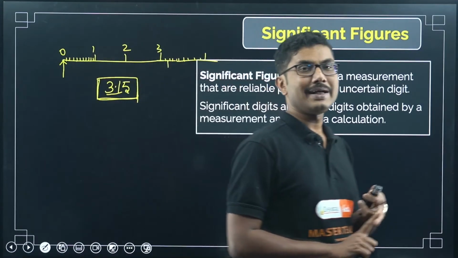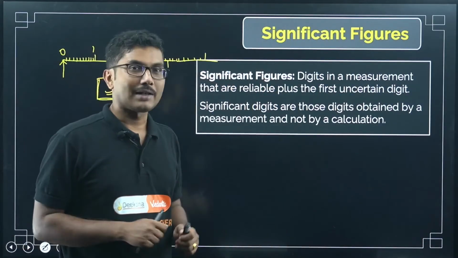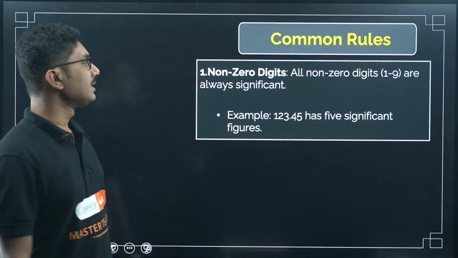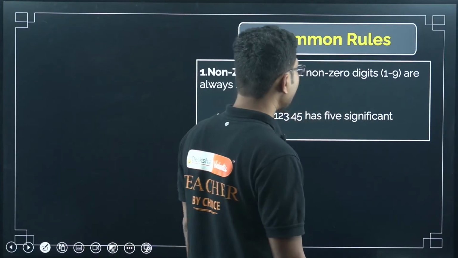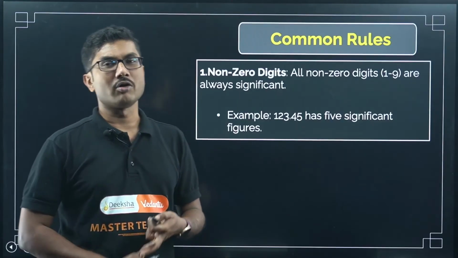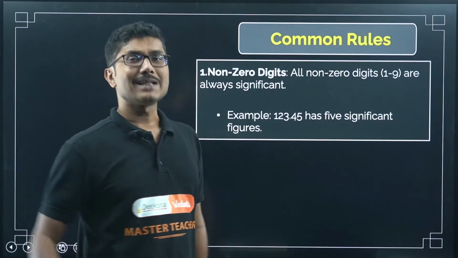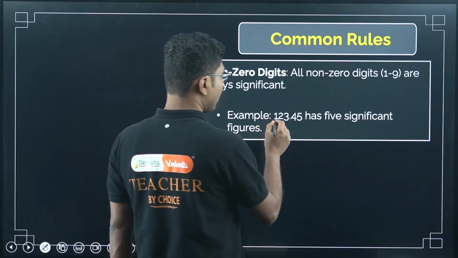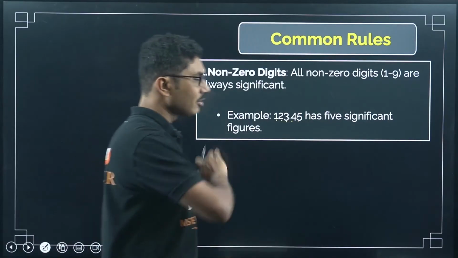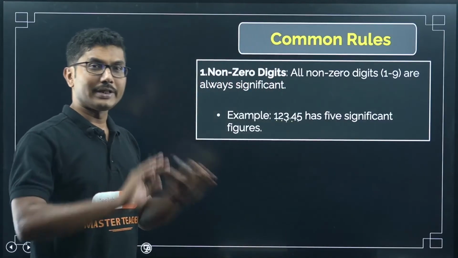So remember that significant digits only occur when we are doing a measurement. It is not from calculation. Very important. Now, a few common rules of significant digits. All non-zero digits 1 to 9 are always significant. Whenever you are measuring, if the digits are non-zero, then they are always significant. For example, 123.45 has 5 significant figures. Even if there is a decimal, we do not count the decimal. If all the digits are non-zero, everything is significant.